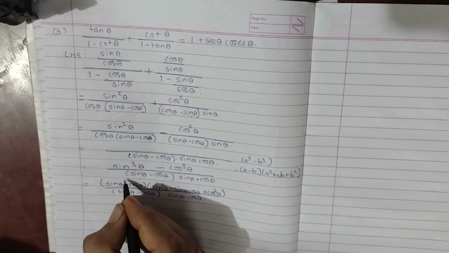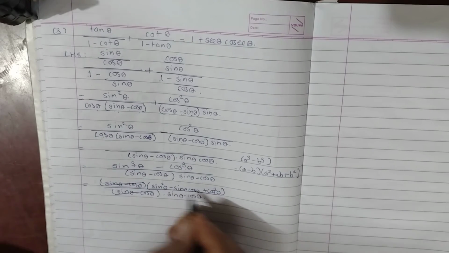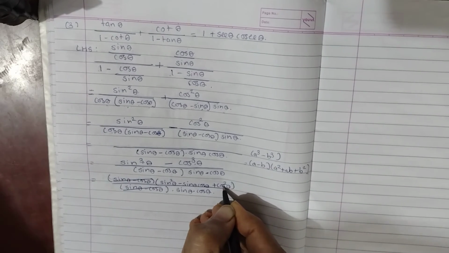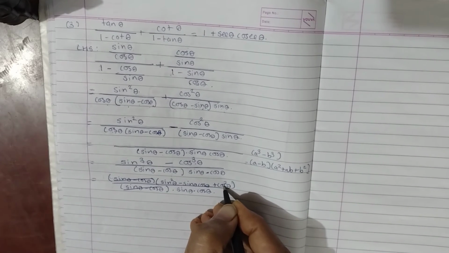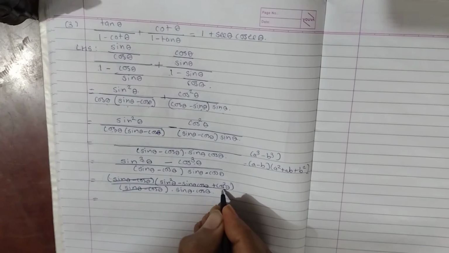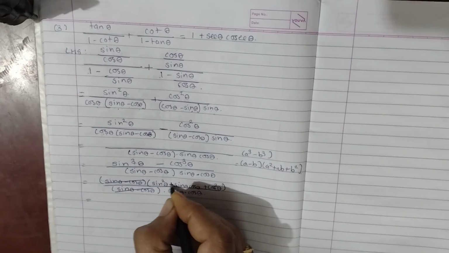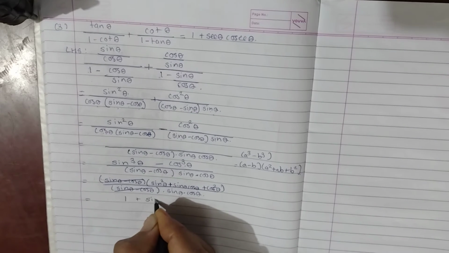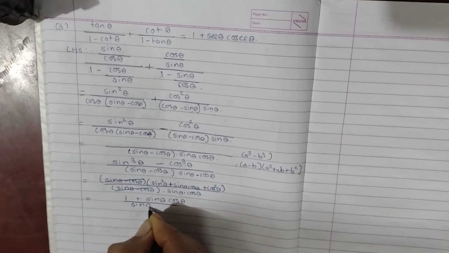Now we can see that sin theta minus cos theta is in the numerator and denominator, so we cancel it. Sin square theta plus cos square theta is what? 1, right? Sorry, here it is a plus sign, we keep the plus sign. So we get sin square theta plus cos square theta, which is 1, plus sin theta cos theta, upon sin theta cos theta.